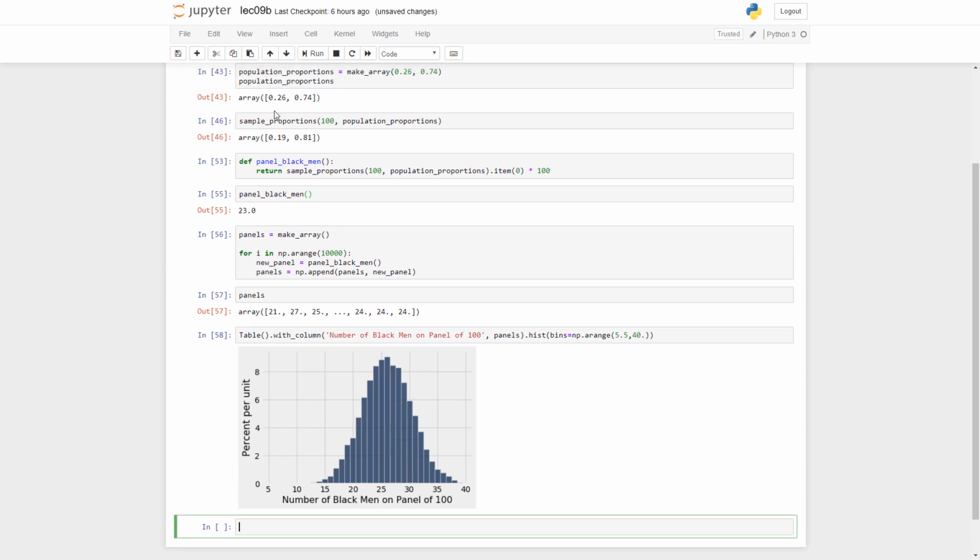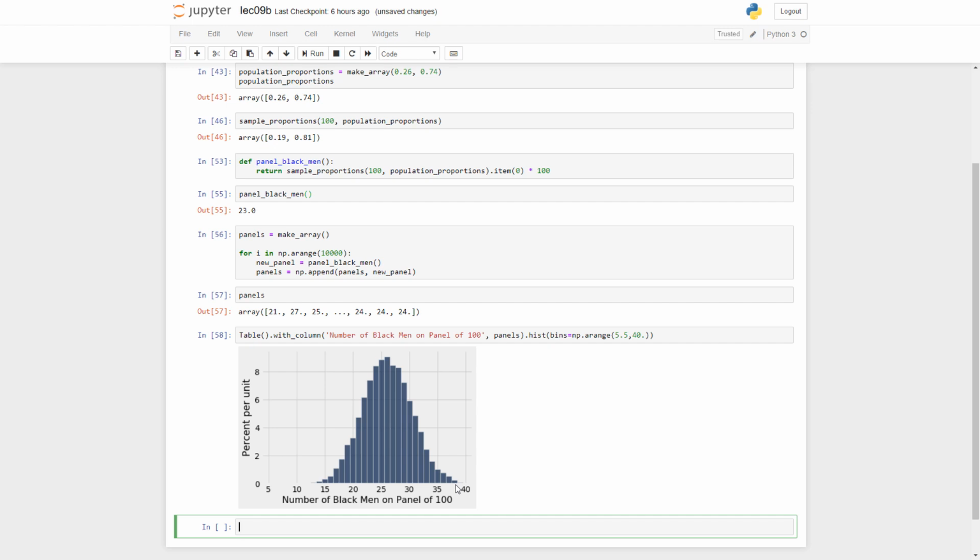The original distribution that we started with, that we are taking the samples from, is 26% versus 74%, and the statistic that we are showing here is the number of black men in a sample of 100, which is predicted to be 26. So the distribution is centered around 26. But it can go from maybe 14 up to maybe 38 or 39 here. So that's the range of the number of black men in the 10,000 samples that we got from that population.